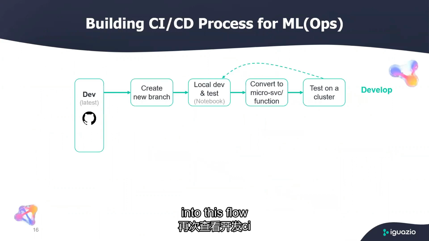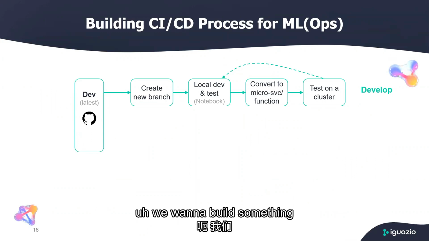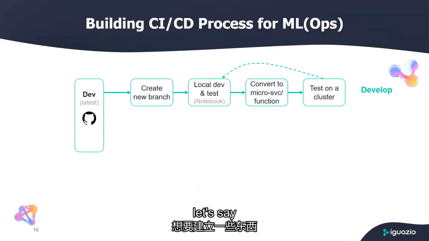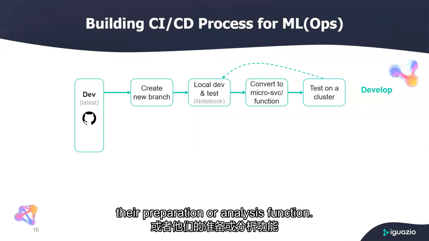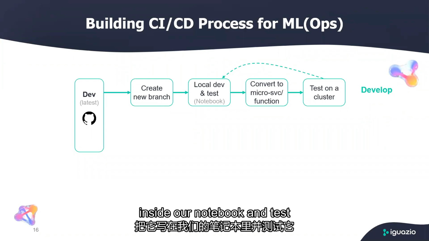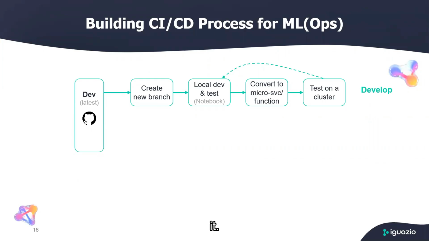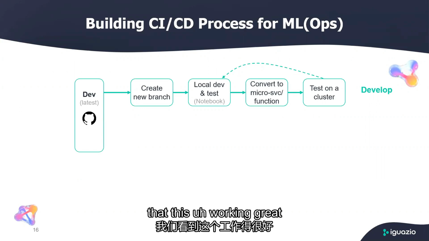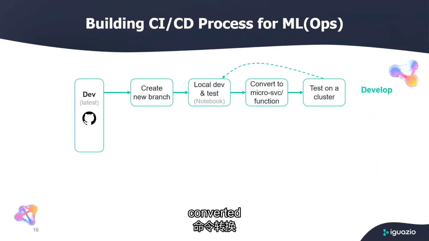So again, looking into this flow of development, CI and CD, let's look at it again from more of a complete workflow. Let's assume we have a Git repository. This Git repository, we just take a branch. We want to build something, let's say a training function or a data preparation or analysis function. We can write it inside our notebook and test it. We see that it's working great. We just push one command, convert it into a microservice.